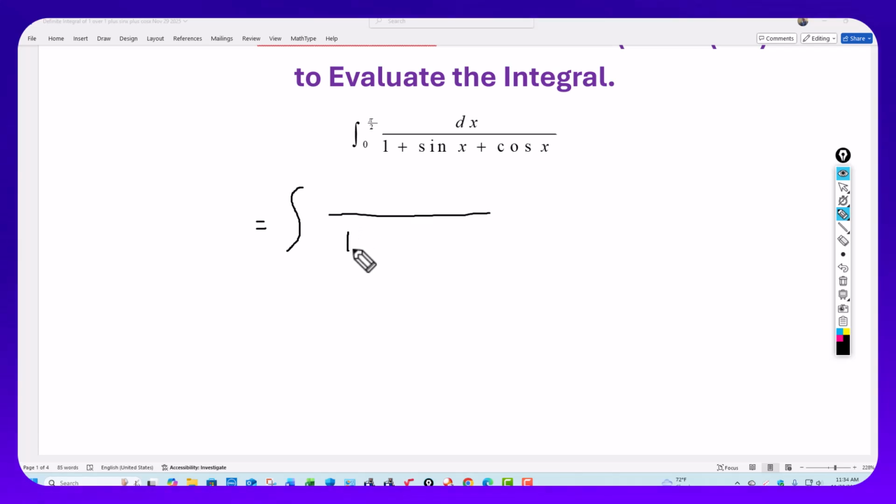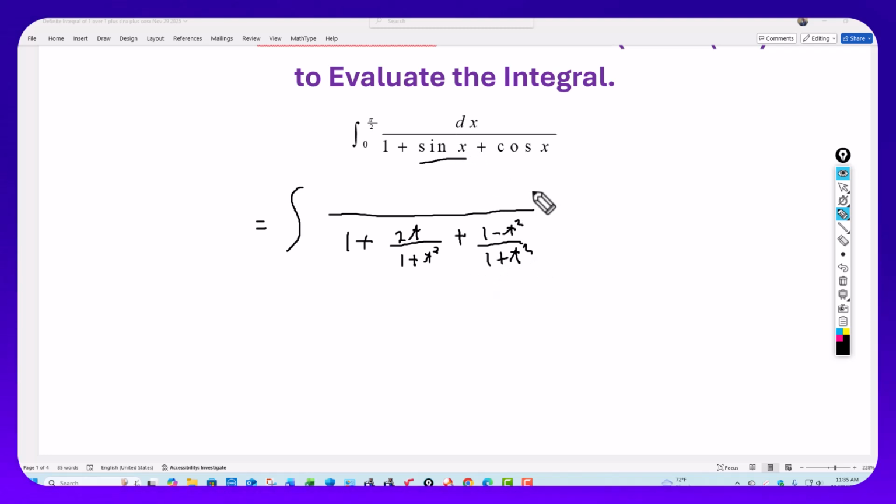It's going to be 1 plus, we need a replacement for sine of x, using the formulas I just showed you. So for sine of x, it was 2t. So replacing the sine of x by the formula we derived here, 2t over 1 plus t squared. And then for cosine, it was 1 minus t squared over 1 plus t squared.